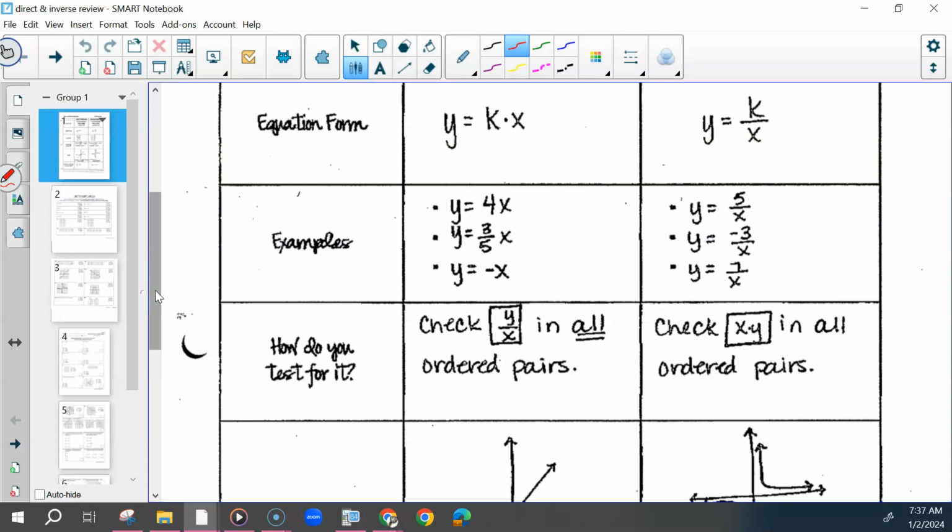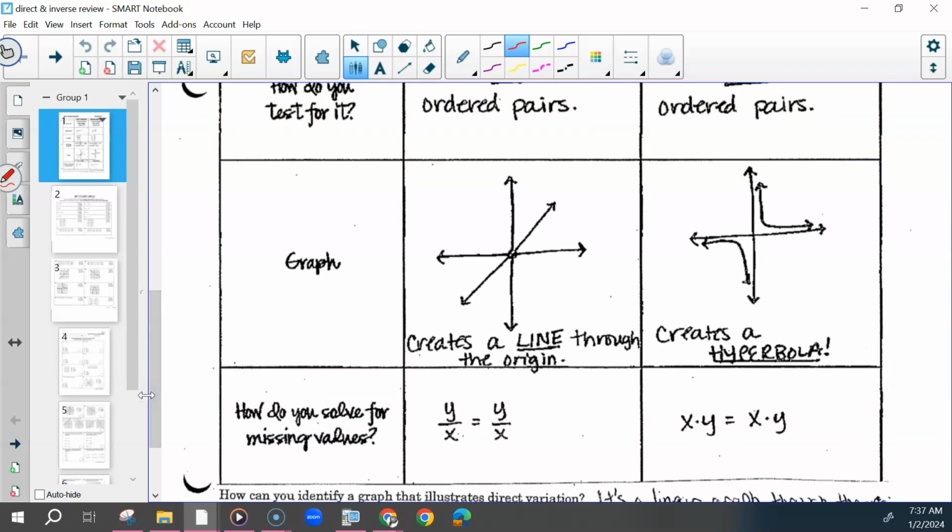To check whether this is direct or inverse, take your ratio or product, find your k, and if that's the same in all, then you have direct or inverse. Direct variations create a line that goes through the origin. Inverse creates that hyperbola shape.